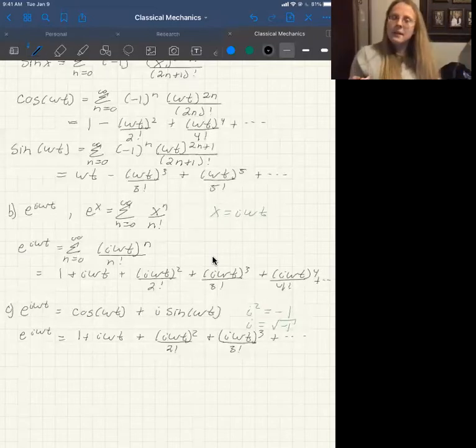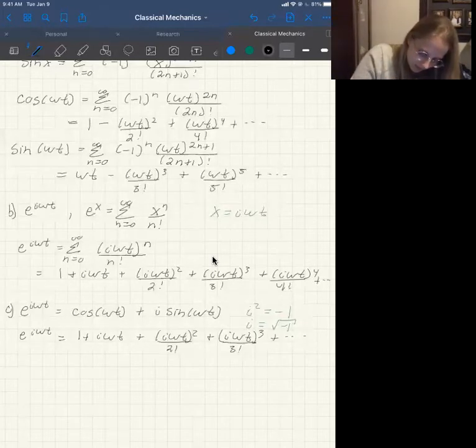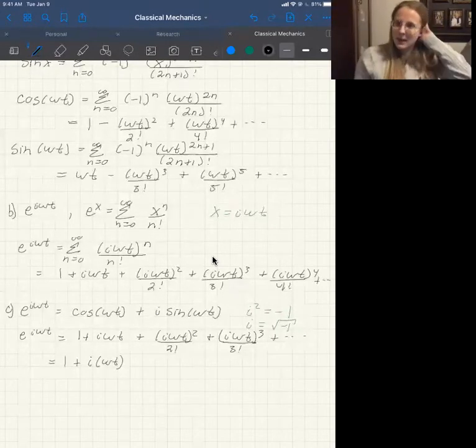Now I want to simplify this and see if I can get it to look like a cosine plus a sine. So first, for the 1, I can't really do anything, so I'll just leave it as a 1. For the i omega t term, I'm just going to use parentheses to separate the omega t from the i, but that doesn't really change the term at all. I'm just grouping 2 of the variables together.